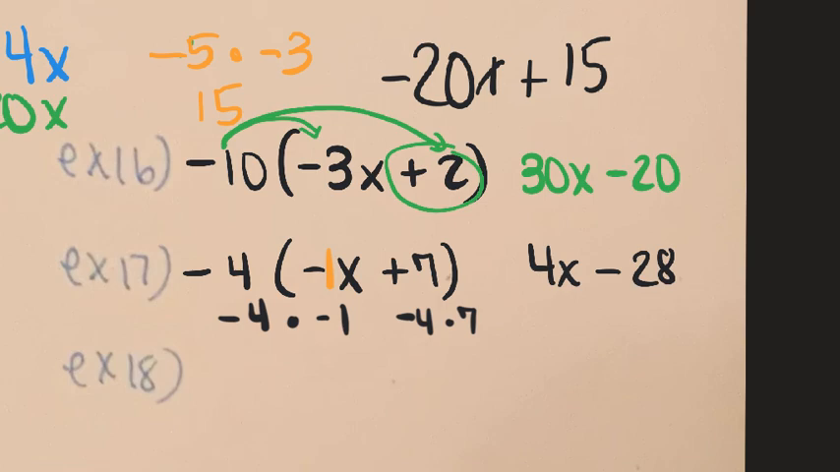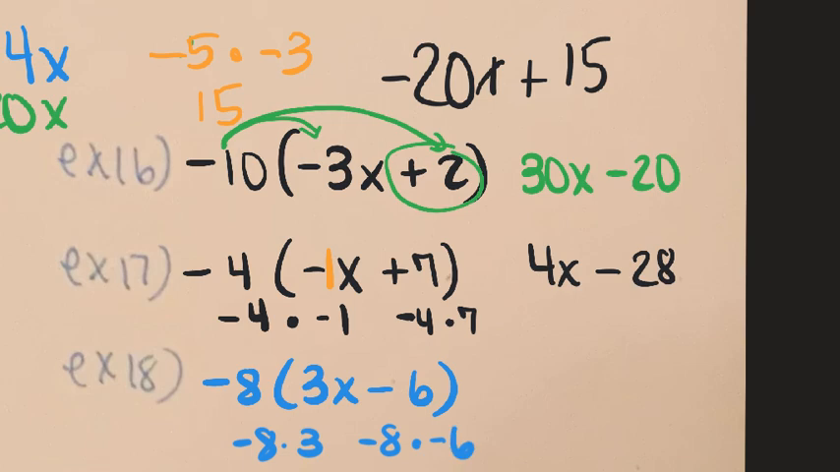All right, your last example. Negative 8 times 3x minus 6. Okay, so I've got a negative 8 times a positive 3 and a negative 8 times a negative 6. So my final answer is negative 24x plus 48.